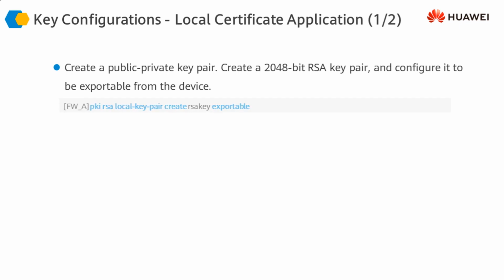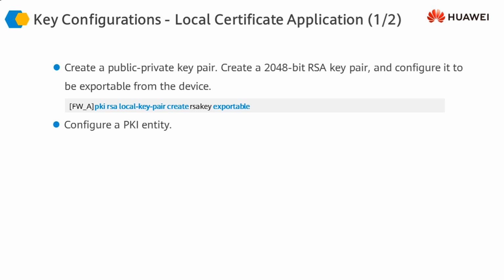First of all, we need to create or generate a key pair, a local key pair. For that, we give the command pki rsa local key pair create, and then we name that key pair. This key pair is a combination of a public key and a private key. This is a public-private key pair, and this has to be exportable so that it can be used for applying for the certificate from the certificate authority. So this has to be exportable. Don't forget to give the exportable keyword.